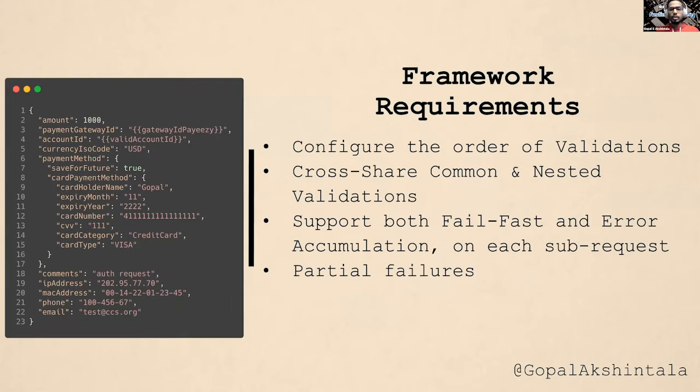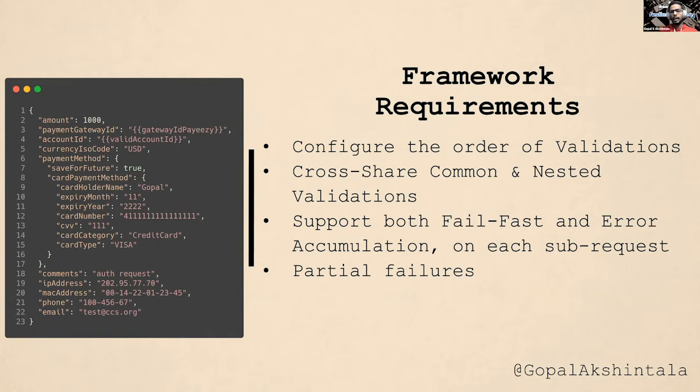Some requirements again: we have to configure the order of validation. As I've told, there are some validations which do DB calls, some more which might do network calls. These are all costly. I want to keep them towards the end, and keep the cheaper validations at the start. So if I have to do a fail fast, when I say fail fast, it's whenever a validation fails, I want to stop validating there itself.